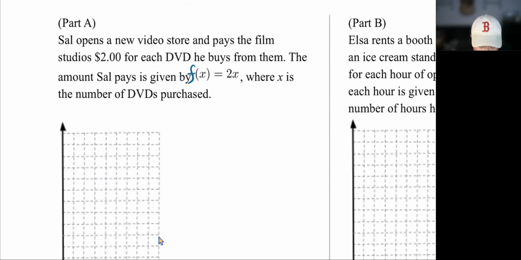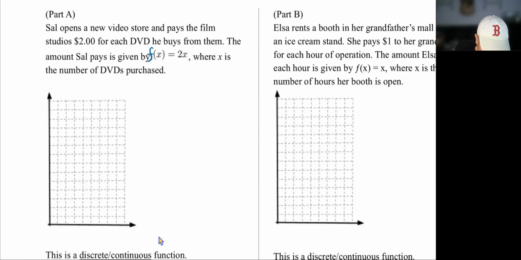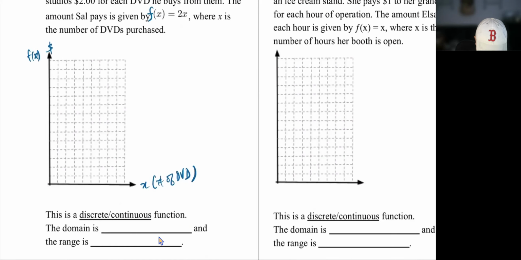Sal opens a new video store and pays the film studio $2 for each DVD. The amount Sal pays is given by f of x equals 2x, where x is the number of DVDs. So that means f of x represents money, and x is the number of DVDs. Is this a discrete or continuous function? Clearly it's discrete. The domain is what?